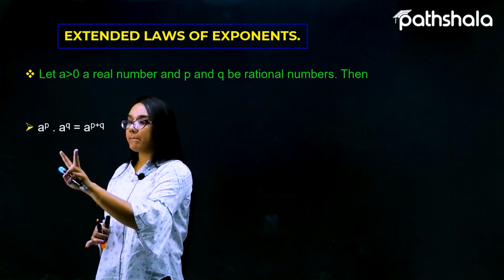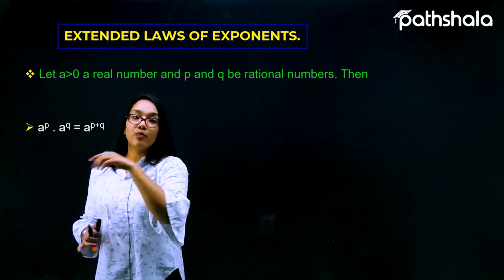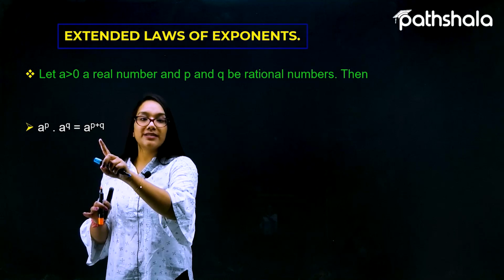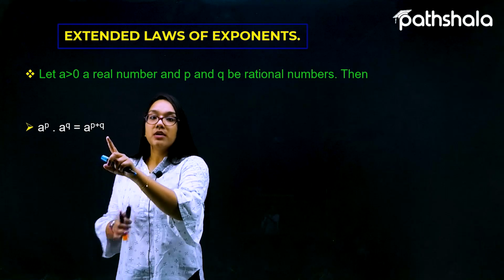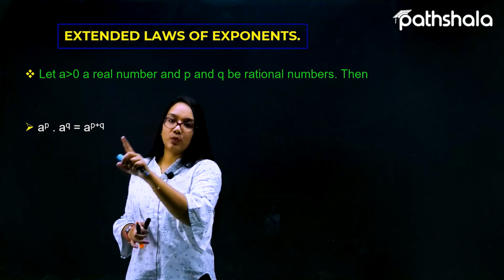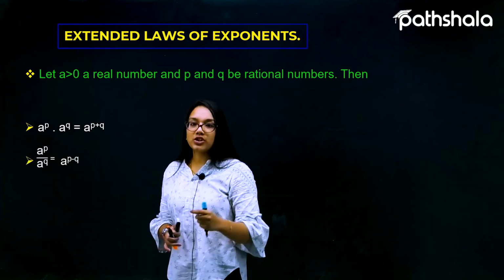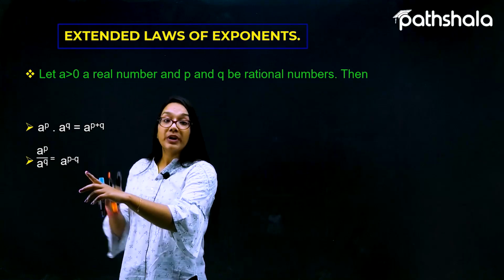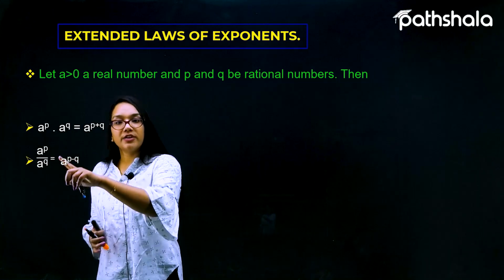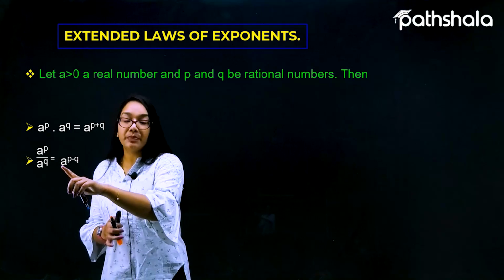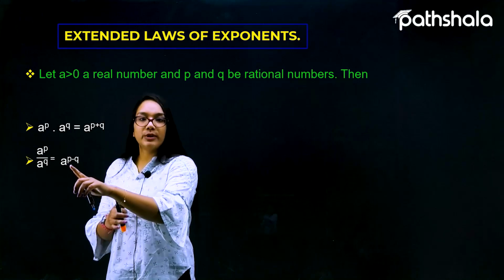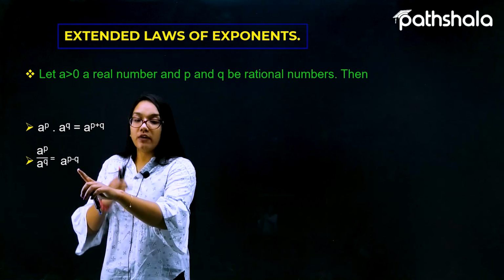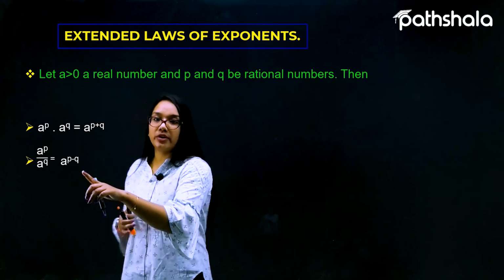So a raised to the power p and a raised to the power q, when they are multiplied with each other, their bases always remain the same, but the powers always get added up. So the answer is a raised to the power p plus q. Let's move on to the next law, which says a raised to the power p divided by a raised to the power q. As the base is the same, the powers are subtracted, and the answer will be a raised to the power p minus q. Always remember p and q can be any rational number here.